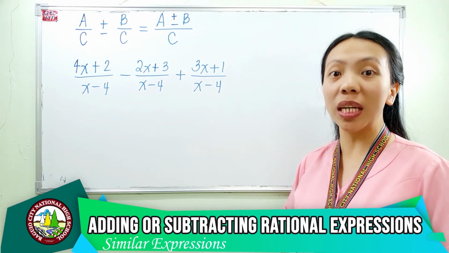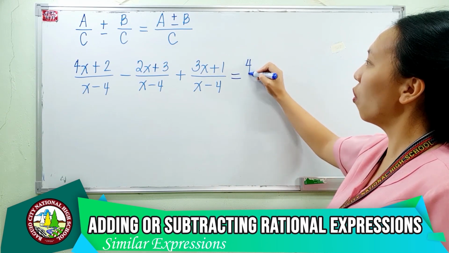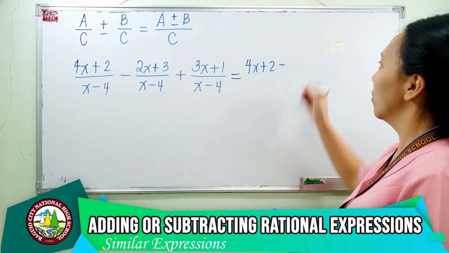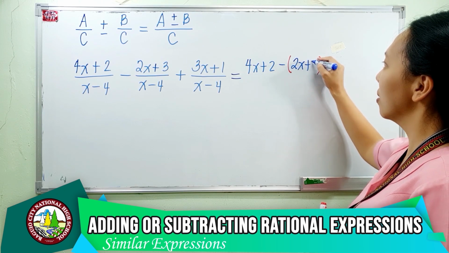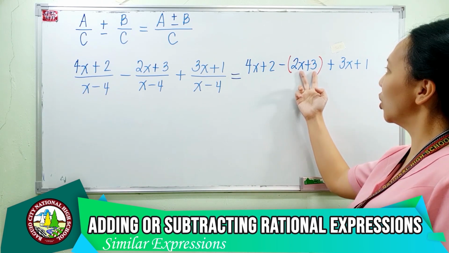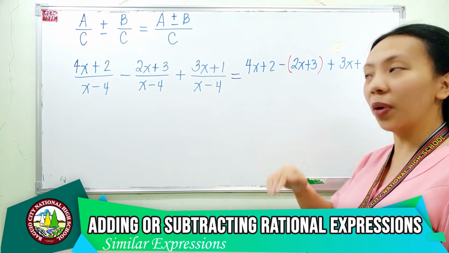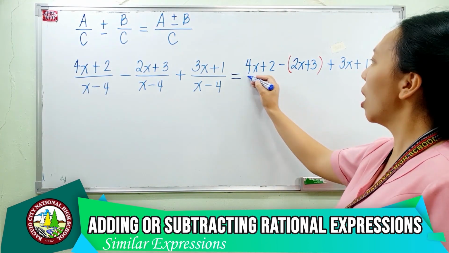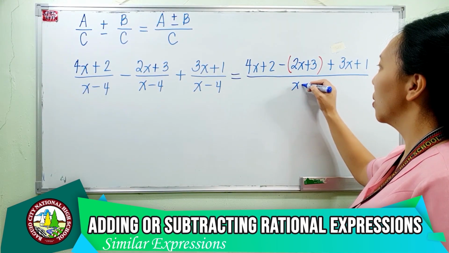This example falls under case 1 since the RAEs are similar, meaning to say their denominators are the same. Let us now do the indicated operations. And so we shall be having 4x plus 2 minus the quantity 2x plus 3 plus 3x plus 1. This numerator is enclosed in parentheses since the operation before it is subtraction. Now, we copy the common denominator. The common denominator is x minus 4.